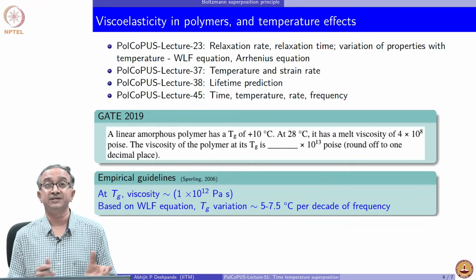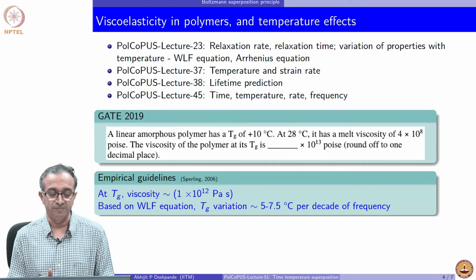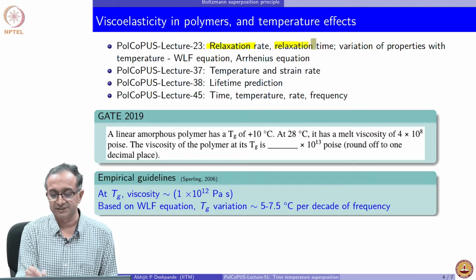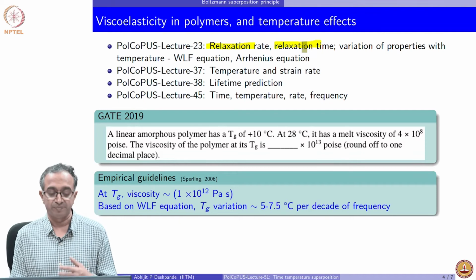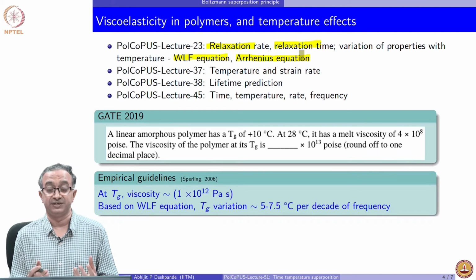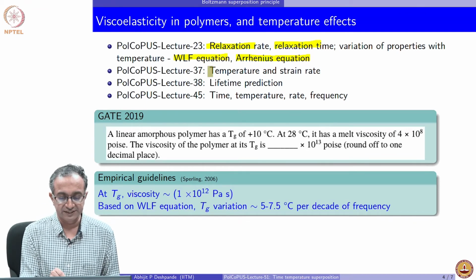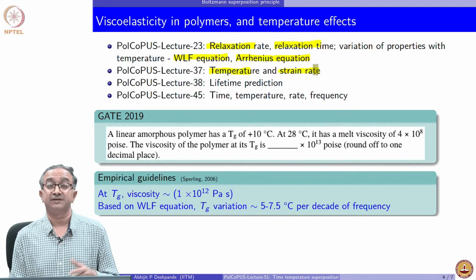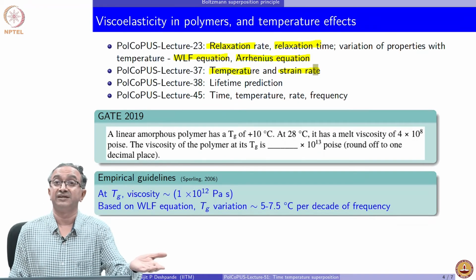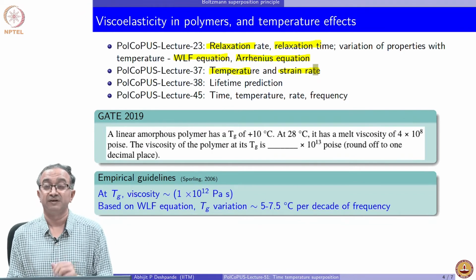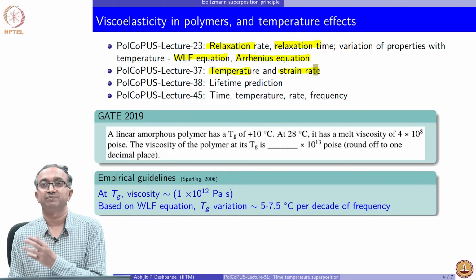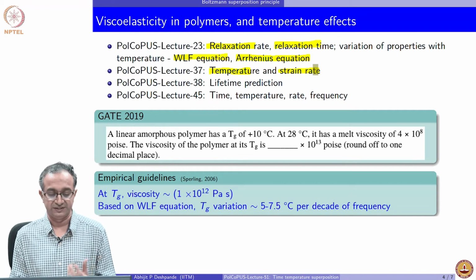And we have discussed the temperature effects several times, and we know that relaxation rates and relaxation times are all dependent on temperature, and we have a WLF or Arrhenius equation which describes this change. We have also discussed that temperature and strain rate are analogous when we look at stress strain curves. So, properties at higher strain rates can give us equivalent response at lower temperature, or vice versa. If we go to higher temperature, we get properties at lower strain rates.